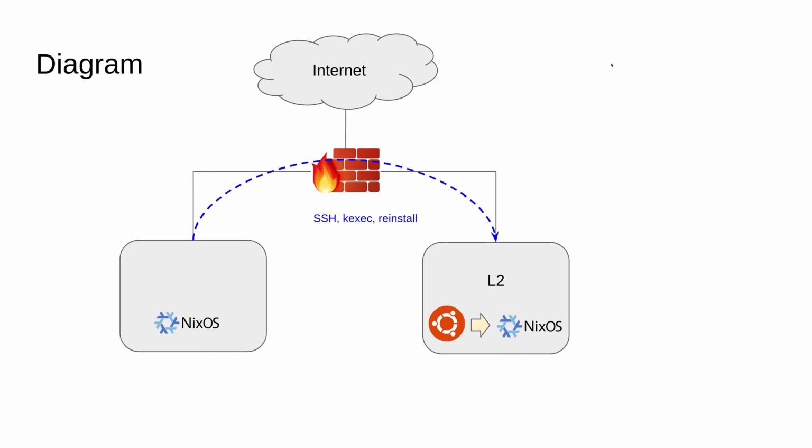I'm doing this little demo just at home, so I've got my machine and I'm SSHing through my firewall to another segment of the network where I've got an Ubuntu system running, and then we're going to convert it over to Nix. The system, I call it L2 because I'm really creative with my names.